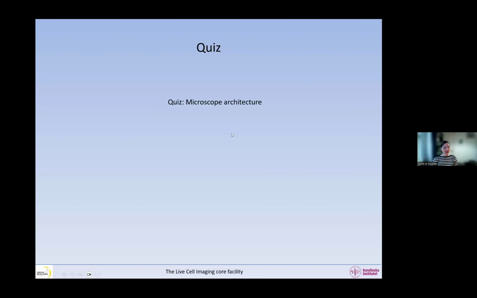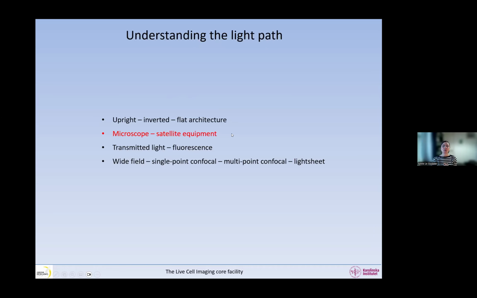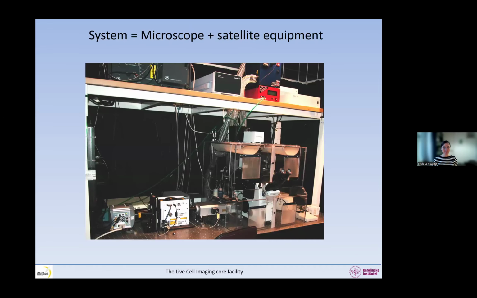So now we spoke about upright, inverted, and flat architectures. Now we're going to talk about the microscope and the satellite equipment. So I tend, and many people tend to call this type of pile of equipment, organized pile of equipment, a system. And that is because we have a microscope body and satellite equipment, lots of satellite equipment.